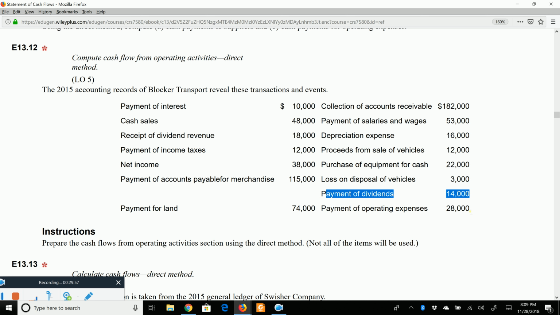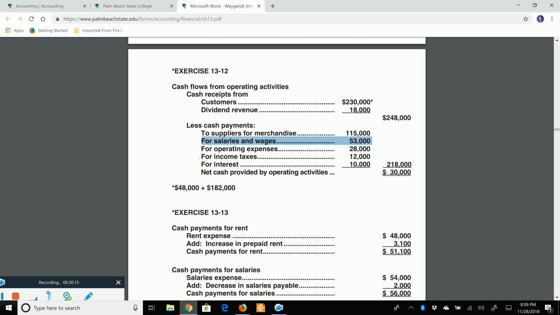Payment of dividends. When we pay dividends, we are reducing the retained earnings. That is an equity account. That would be part of the financing activities. So not part of the operating activities. And last but not least, payment of operating expenses, $28,000. Yeah, that's part of normal operations. And there it is. That is a cash outflow.